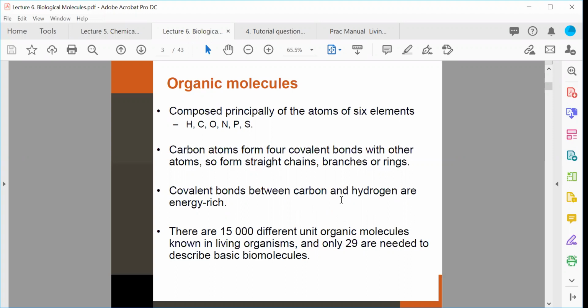Really important metabolic processes. All right, there are over 15,000 different unit organic molecules that have been described and characterised in living organisms, but only about 29 are needed to describe most of the basic biological molecules. And we're going to look at a few of these in more detail in this lecture.